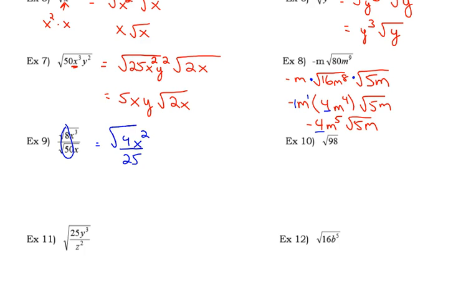Now, I give the radical to both numerator and denominator. And then these guys happen to all be perfect squares. The square root of 4x squared is 2x, and the square root of 25 is 5.